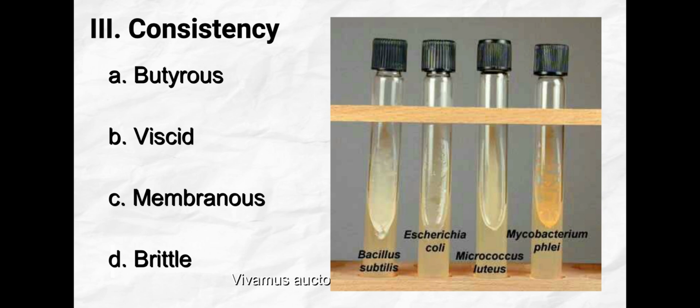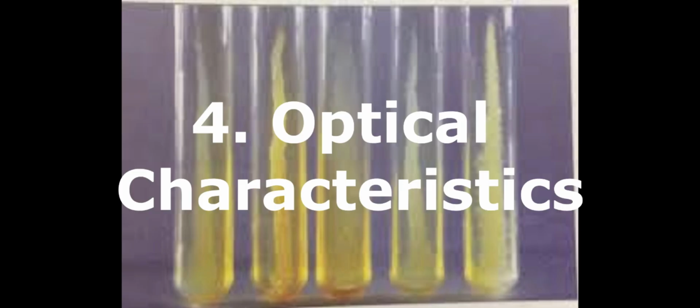As you can see in the picture, Bacillus subtilis is identified as butyrous, which is butter-like. Second is Escherichia coli, which is membranous, meaning a thin, coherent, membrane-like consistency. Third is Micrococcus luteus, which is viscid, meaning growth follows the needle when withdrawn. And the last is Mycobacterium flavum, which is brittle, meaning dry or friable.